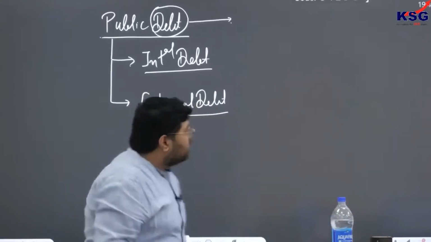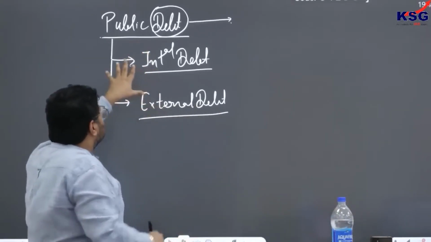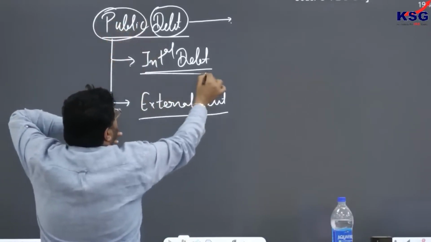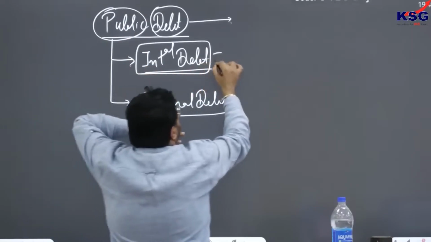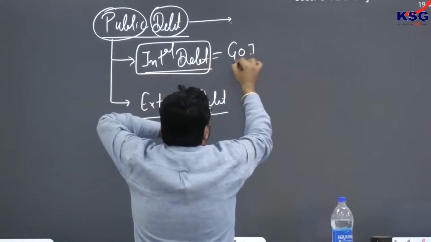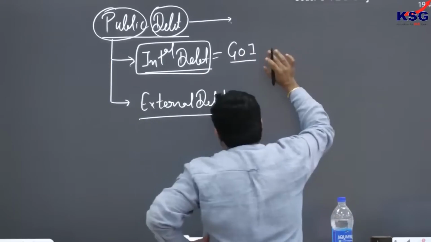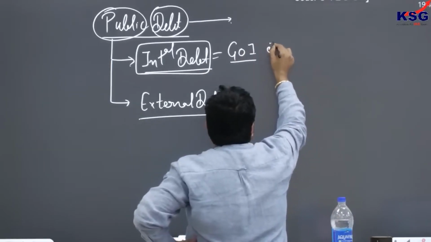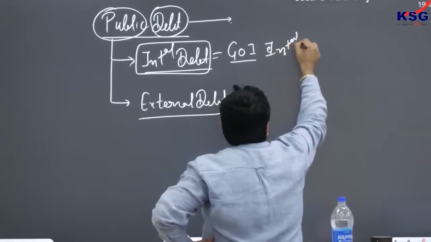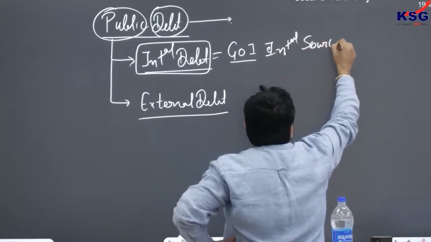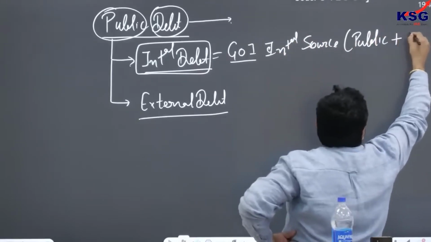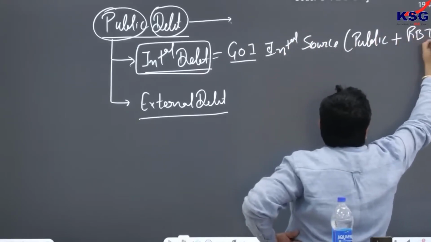So ultimately when we talk about public debt, I am coming to the word public also. When I talk about internal debt, we maintain the record of whatever debt the Government of India has taken from internal sources. In internal sources we have two sources. One is public, plus RBI, printing of currency.